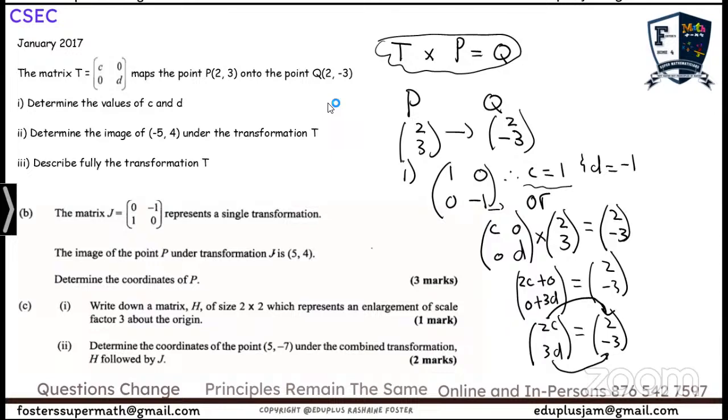One more minute. Let's see if anybody can get this. One more minute, and I just want the first answer. If you're able to get that first answer in that minute, put that in the chat for me, please. Can you determine the coordinates of P? And remember, P is not the image, right?